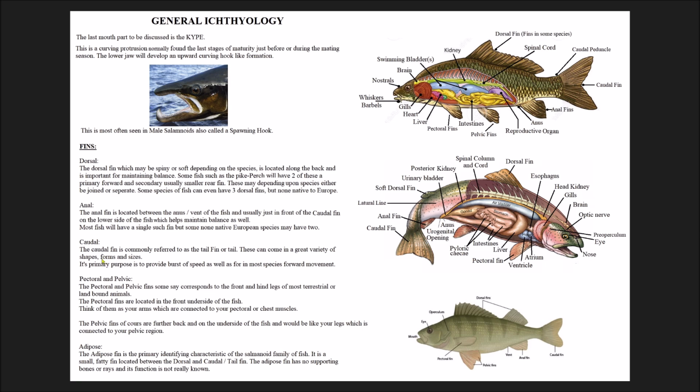The caudal fin is commonly referred to as the tail fin or tail. These can come in a great variety of shapes, forms, and sizes, depending upon its purpose. The primary purpose is to provide a burst of speed, as well as, in most species, forward movement. That's this one here.